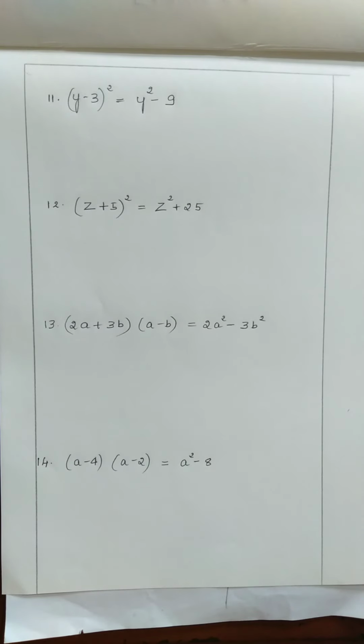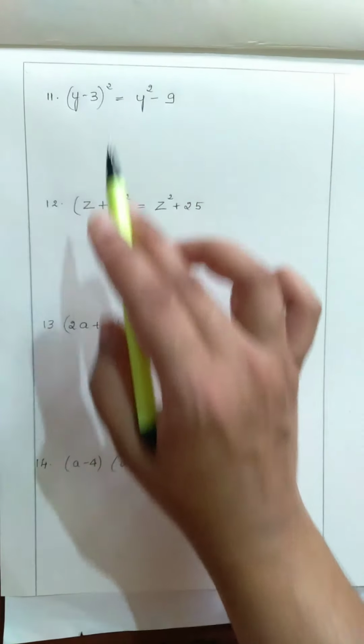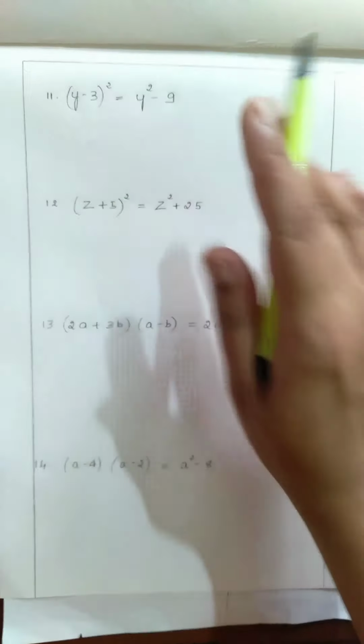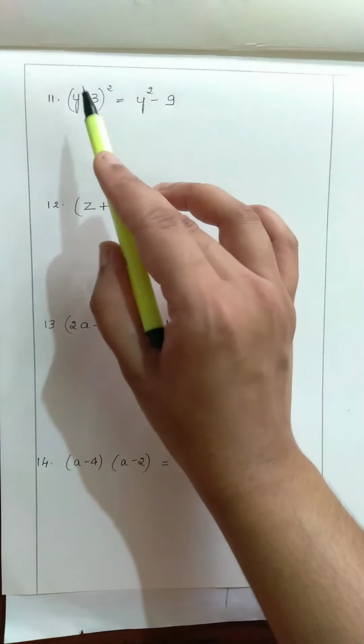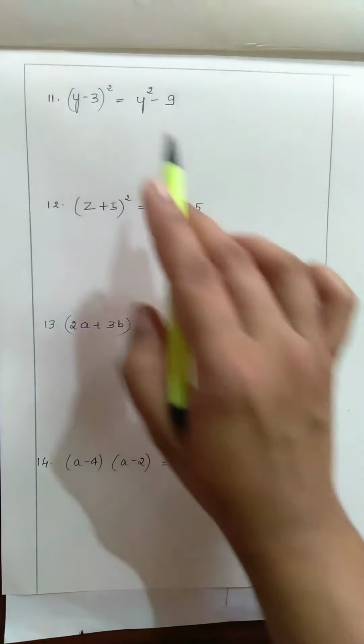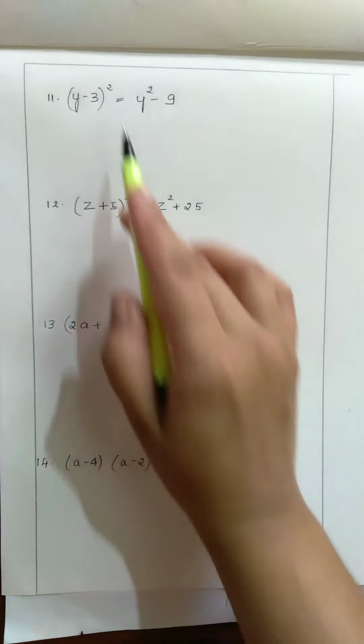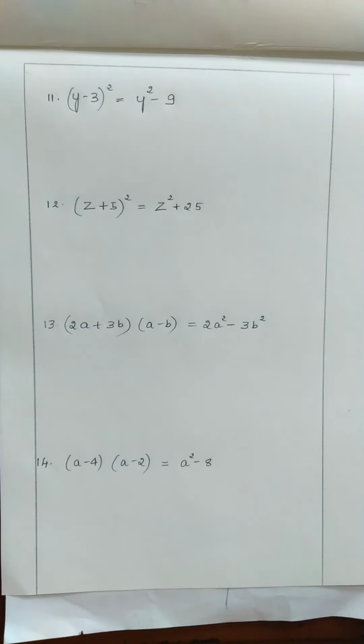Consider the 11th problem. (y - 3) whole square is equal to y square minus 9 is given. This is having an error, because consider the LHS of the equation. We have (y - 3) whole square. So children, in the last video, we studied identities that can be used in factorization. When we compare those identities to the equation (y - 3) whole square, there is one identity we can connect to the LHS of the equation.